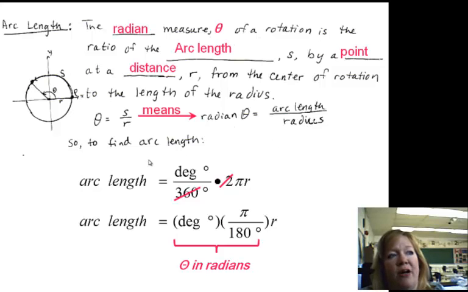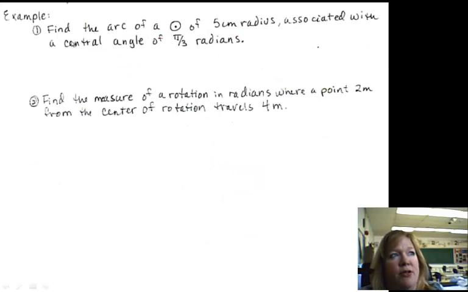So to find arc length, all you have to do is multiply your radius times theta in radians. So your arc length equals your radius times theta in radians, and this is where it came from. Clear as mud. I'll go through it again tomorrow if you're having trouble with it. So let's do this example.